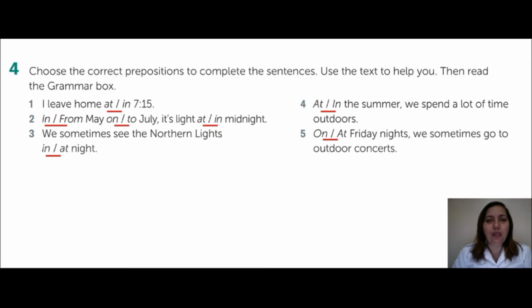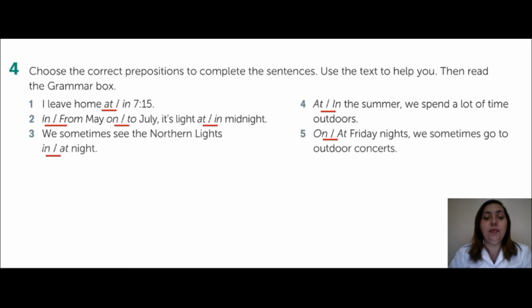So, based on the explanation about prepositions of time, let's correct the exercise here. Number one, I leave home at 7:15 or in a quarter after 7. Remember? So the answer for number one is at. Remember, because we're talking about precise time, at a quarter after 7.